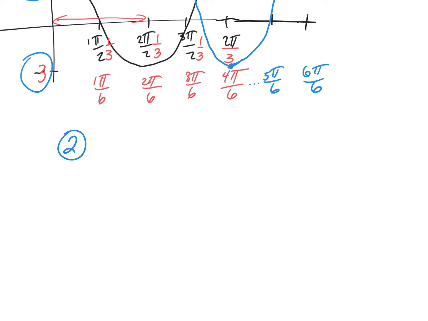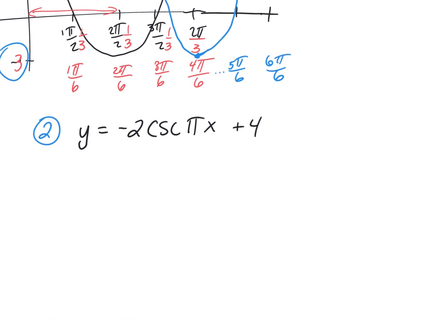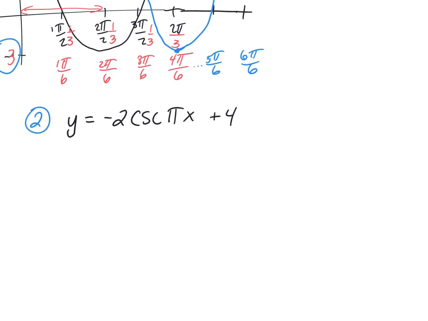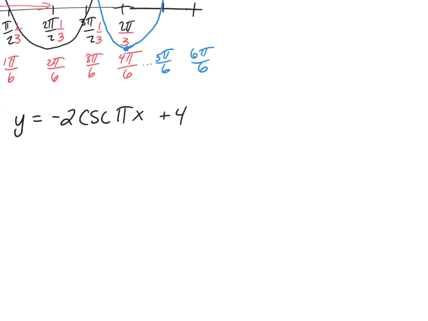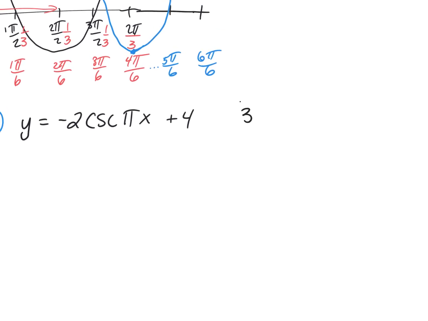Number 2, graph y equals -2 cosecant of pi x, and then I'm leaving a space here to make it really clear that that's not on the inside. That +4, that's on the outside. All right. You may want to write these down because that's going to be off the screen in a second here. Here's question 3.